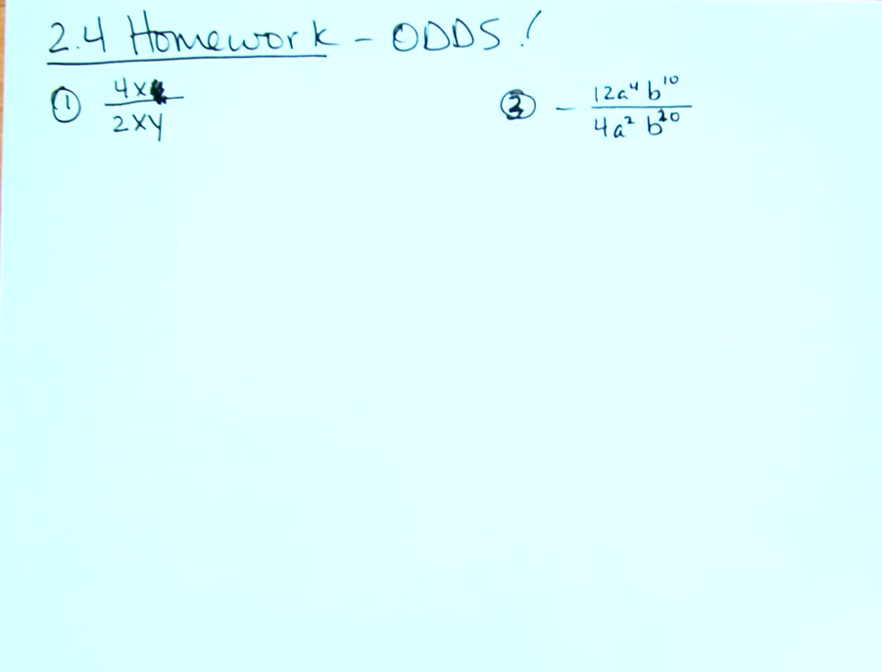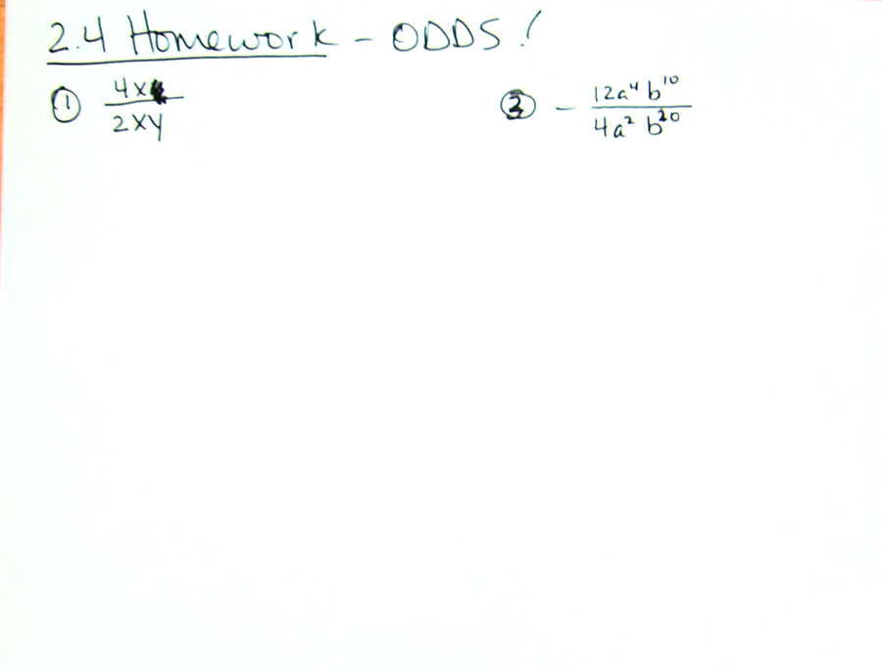All right, we're going to be looking at 2.4 homework, the odd problems. Excuse my scribbling on this first one, I didn't want to rewrite. So just a little bit of homework help here looking at odds. Number one is 4x over 2xy.